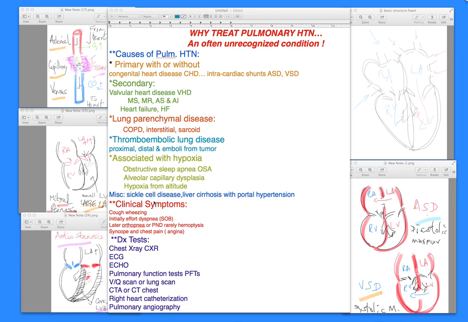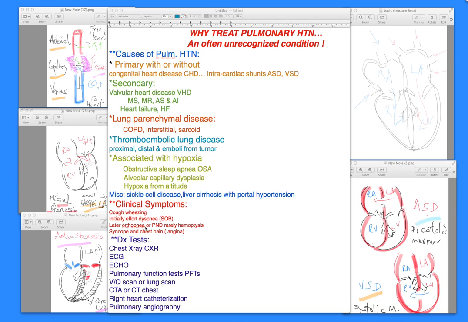Sickle cell disease, primarily because there's a lot of hemolysis happening at the capillary levels, and the hypoxia induced by sickle cell disease will also result in pulmonary hypertension. Liver cirrhosis with portal hypertension is also a miscellaneous cause, but should be remembered, and not to forget sarcoidosis, which we see fairly commonly in our practices.